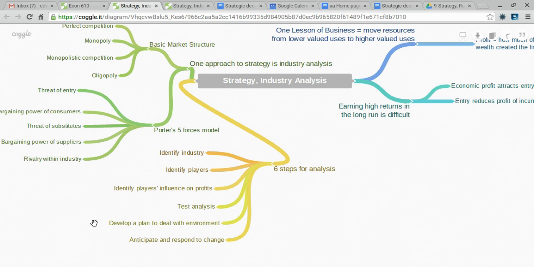Once you think you've got a good handle on the industry, you need to develop a plan to deal with the environment. How can you earn profit in an industry, and how can you make the most profit within that industry, given what you know about it? And finally, you should anticipate and respond to changes in the industry.